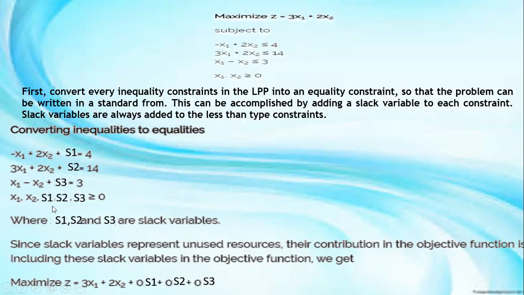So here x1, x2, S1, S2, S3 should be greater than or equal to 0, and S1, S2, S3 are called the slack variables. So you have to rewrite your objective function taking into account these slack variables. So you have maximize z is equal to 3x1 plus 2x2, that is given in the equation, plus you have to add the slack variables 0S1 plus 0S2 plus 0S3. Anything you add doesn't make a difference to this equation. So your maximize will be 3x1 plus 2x2 plus 0S1 plus 0S2 plus 0S3.